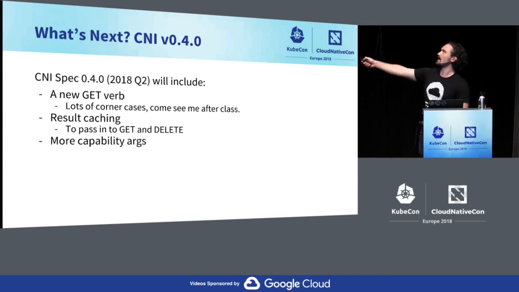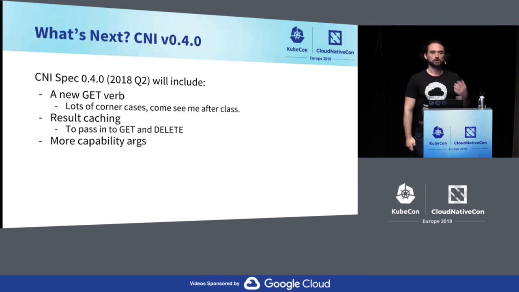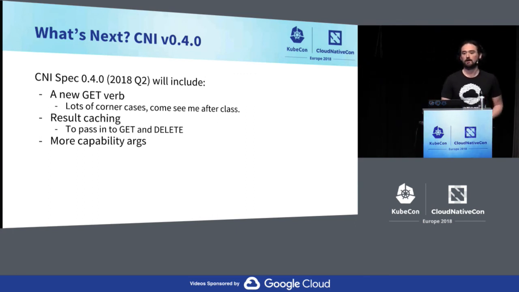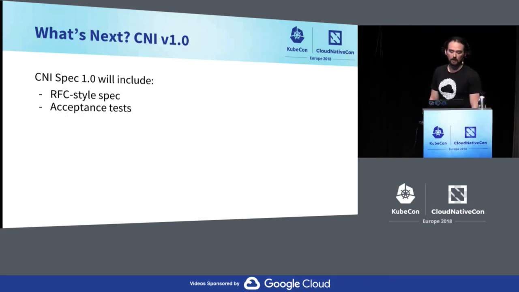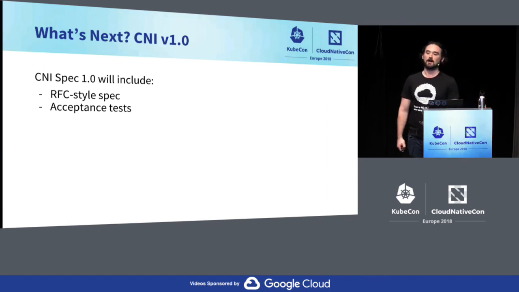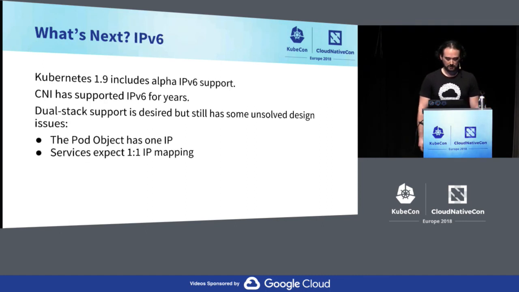The big one is result caching, which shouldn't matter to most administrators, but it's going to allow chained plugins to provide a lot more functionality and for them to not necessarily have to write state to disk. If anybody's writing state to disk, it should be the runtime or a stable layer. Also coming soon is CNI 1.0. Hopefully it will have no new features. Hopefully it will just have a better specification.